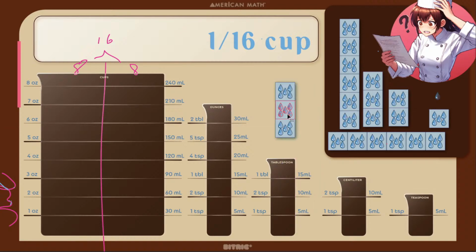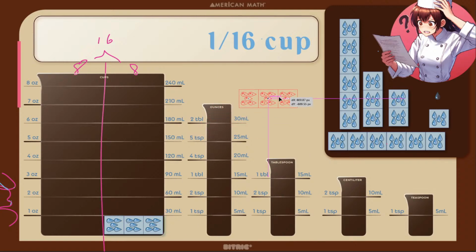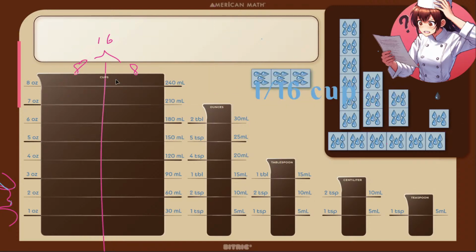Oh, how do we turn it to the side? I got you. There we go. That's 1/16 of a cup, because now it fills 1 out of the 16 spaces that we have in our cup. Boom. Excellent. That would be 15 milliliters, because it's a tablespoon. Spot on.